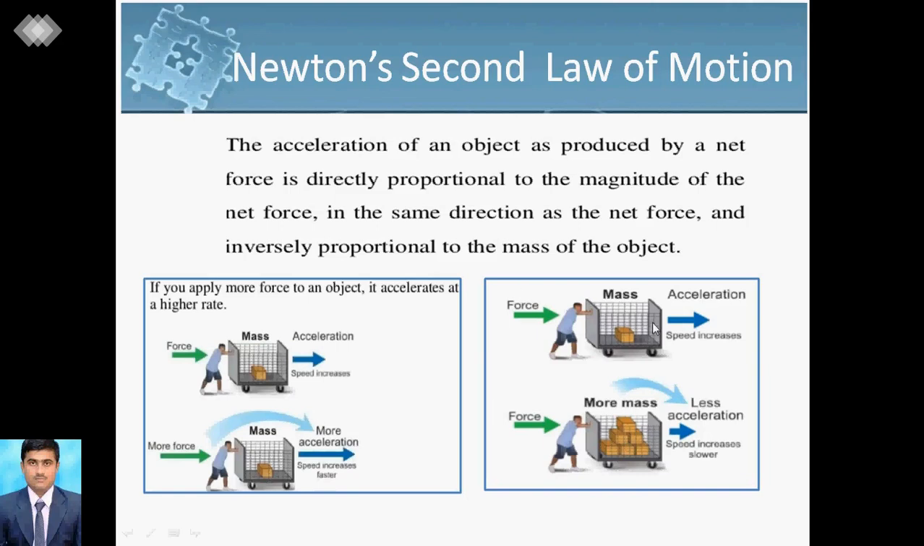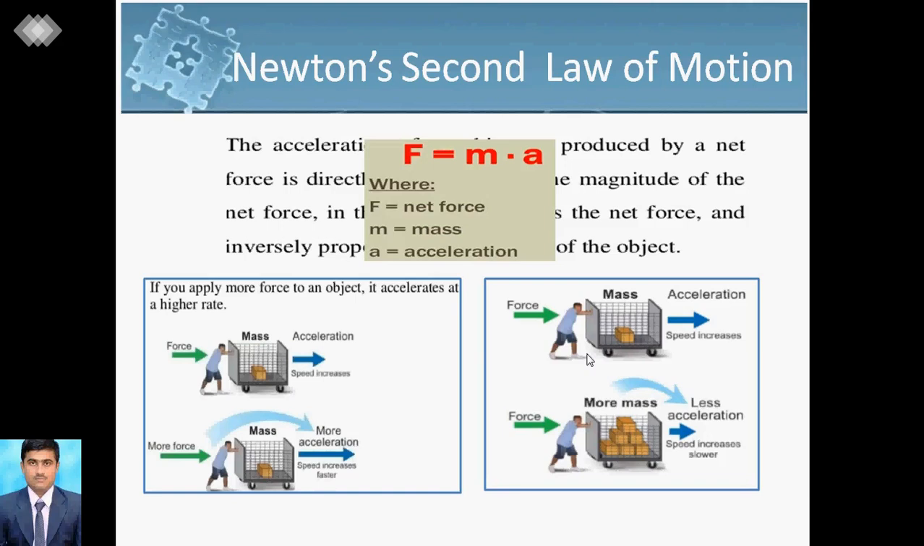So from this figure we conclude that mass and acceleration are inversely proportional, that means acceleration is inversely proportional to mass, right? That's why we know that F is equal to m into a. So here F is equal to m into a.